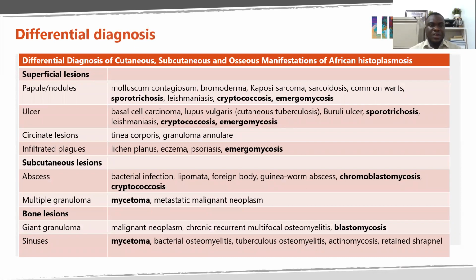To establish a clinical suspicion of African histoplasmosis is not straightforward, because there are several differential diagnoses in terms of all forms of appearance: cutaneous, subcutaneous, or osseous manifestations. This even includes some endemic and systemic fungal infections such as sporotrichosis, cryptococcosis, mucormycosis, chromoblastomycosis, mycetoma, and blastomycosis as well.